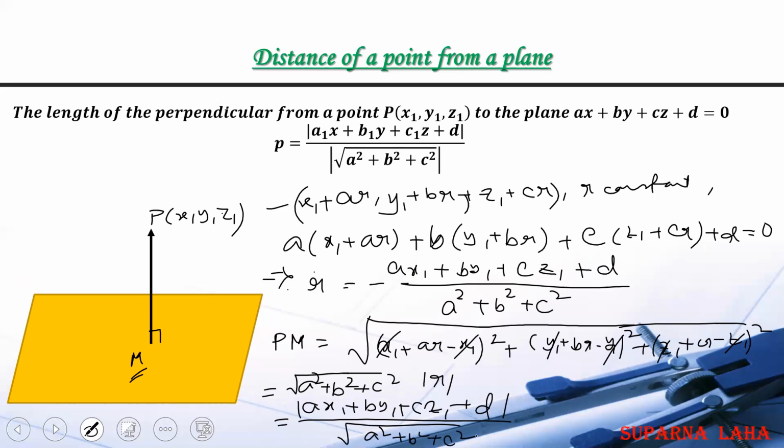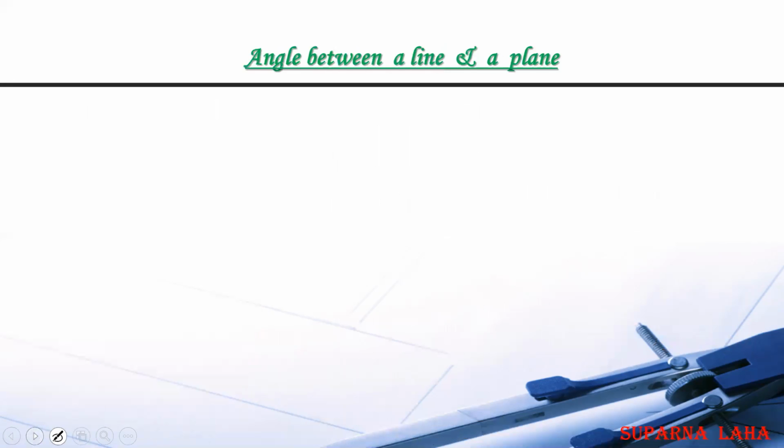Okay, one correction is there. This is ax1, by1 and cz1. So this is the perpendicular distance in its Cartesian form. This is the distance of a point from a plane. Now after this we will talk about the angle between a line and a plane.